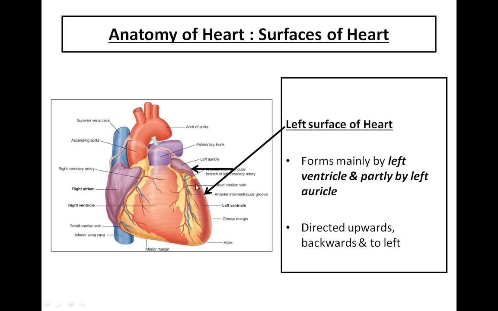So the left auricle and the left ventricle form the left surface of the heart. It is directed upwards, backwards and to the left. So the direction of the left surface is upward, then slightly backward and to the left side.